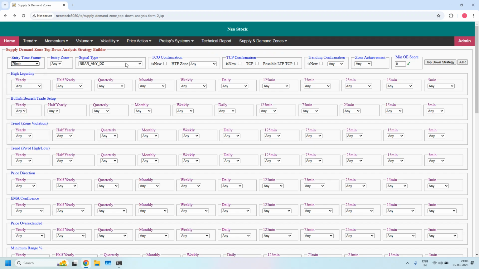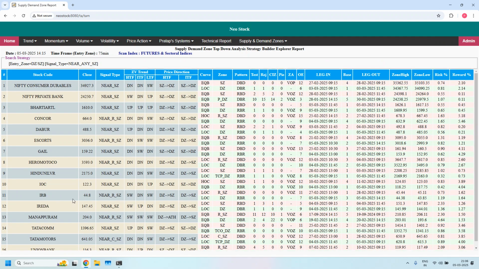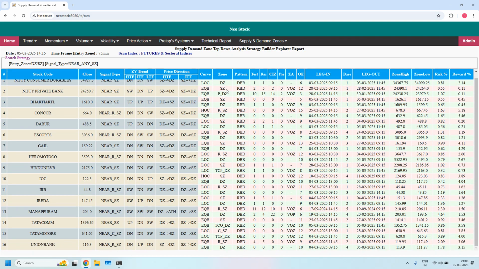75 minutes time frame, stocks near 75 minutes supply zone. We got 16 stocks. Let us look into the high liquidity 75 minute supply zones from this list. Concur is having a 75 minutes high liquidity supply zone. Escorts is having a 75 minutes high liquidity supply zone. Hero Motors is having a 75 minutes high liquidity supply zone. IRB is having a 75 minutes high liquidity supply zone.